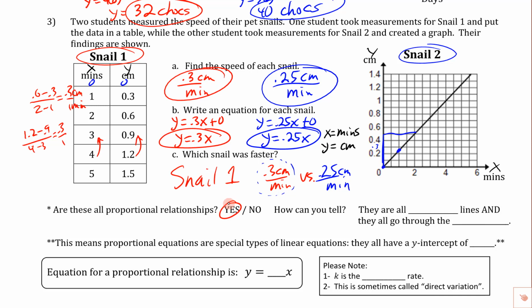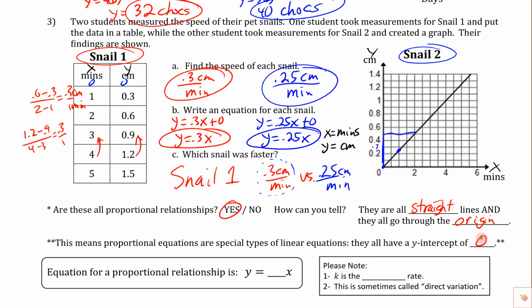Well, by looking at a graph, we can tell really quickly. They are all straight lines, and they all go through the origin. Okay. Now, this means that proportional equations are just a special type of linear equations, as we've been talking about the last couple of days. They all have a y-intercept of 0.